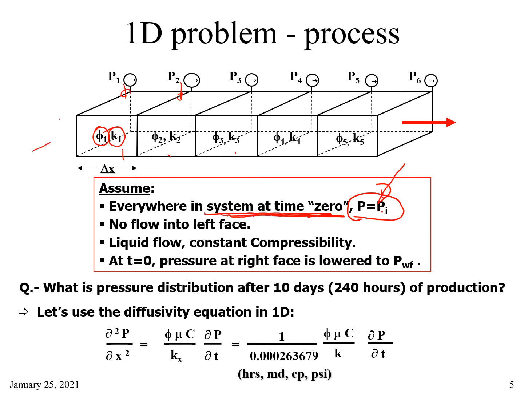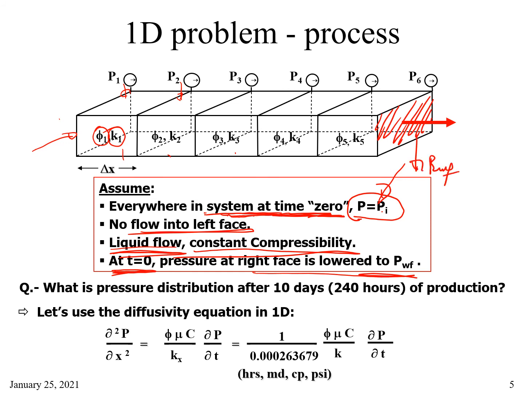On the left face, I already mentioned, is a no-flow boundary. We are assuming it's liquid. The word we use is slightly compressible liquid. So it has a constant compressibility value, which is small. At t equals 0, pressure at the right face is lowered to Pw. So the pressure on this face is set to a constant value, Pwf. I already discussed that before.